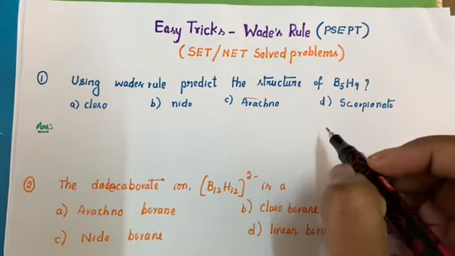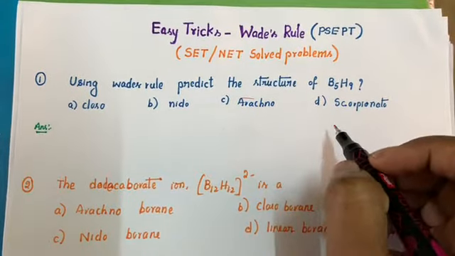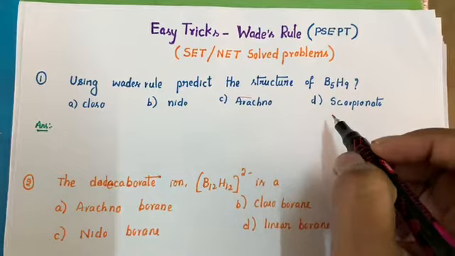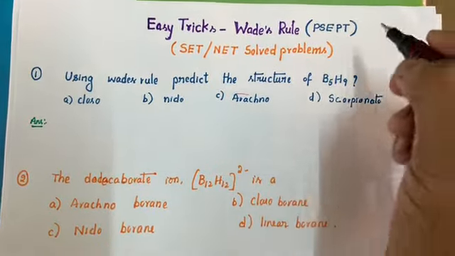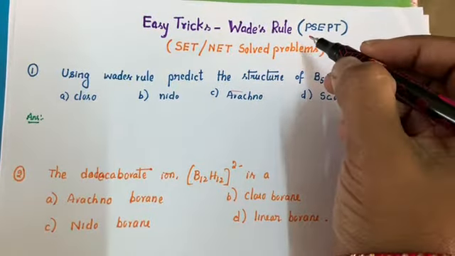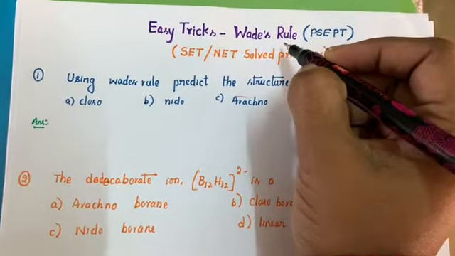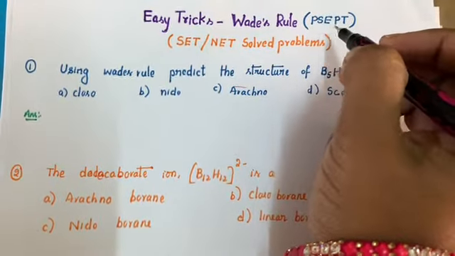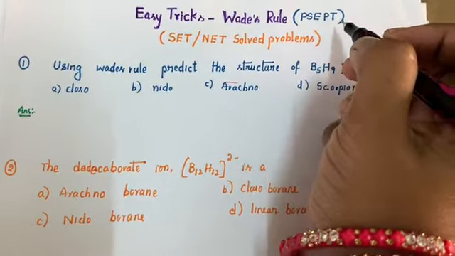Good morning to all. So today in class we'll be discussing a very simple, easy trick to find out whether the given compound is Closo, Nido or Arachno according to Wade's rule. Another name of Wade's rule is the polyhedral skeletal electron pair theory.